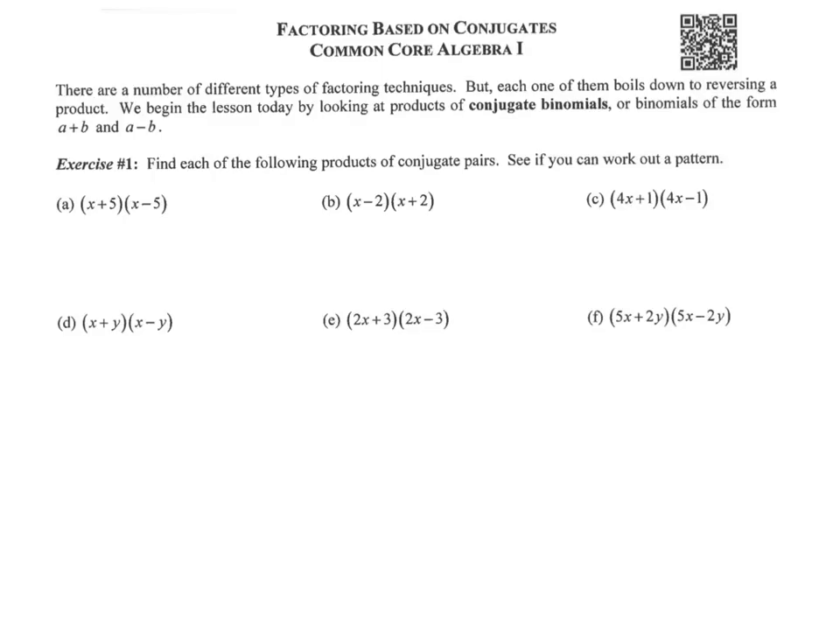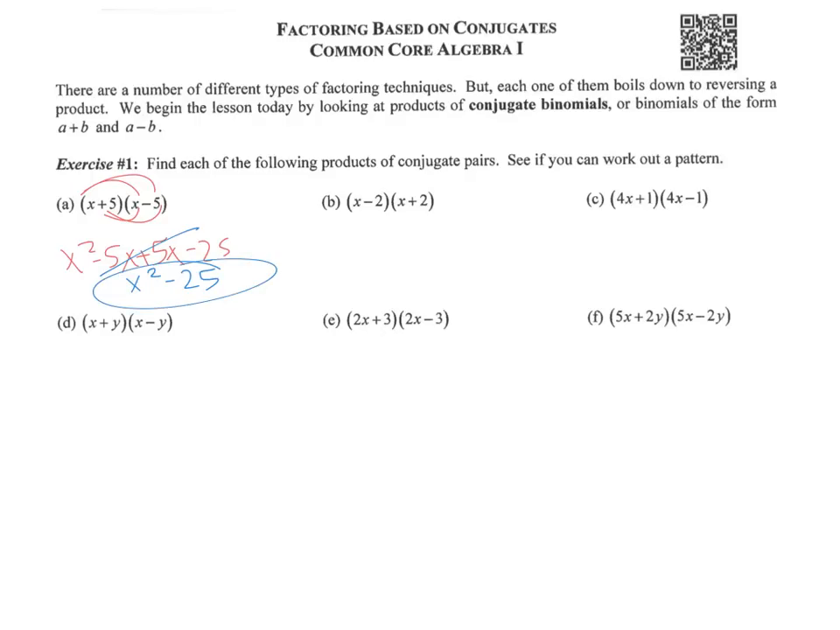So there's a number of different types of factoring techniques, but each one of them boils down to reversing a product. So we're going to look at the conjugate pairs. Conjugate means they both have an x, they both have the same number, but one is positive, one is negative. So if I have x times x, that's x squared, and x times negative 5, it's negative 5x. 5 times x is positive 5x, minus 25. So what happens is the middle terms cancel out, and I have x squared minus 25.